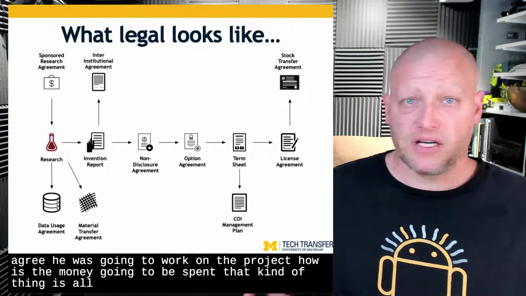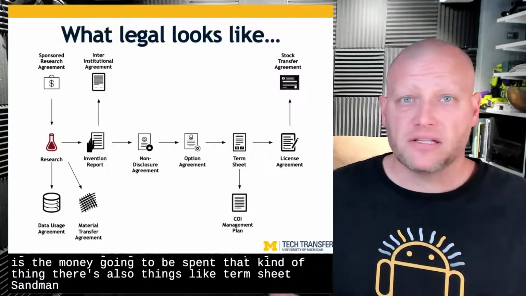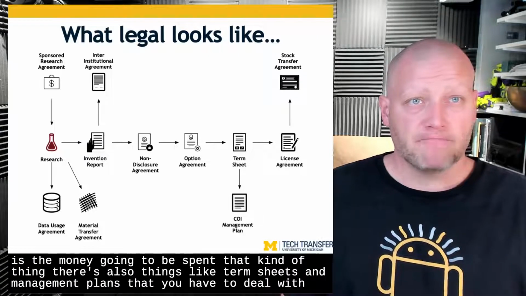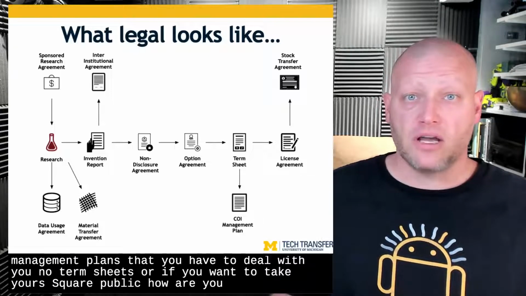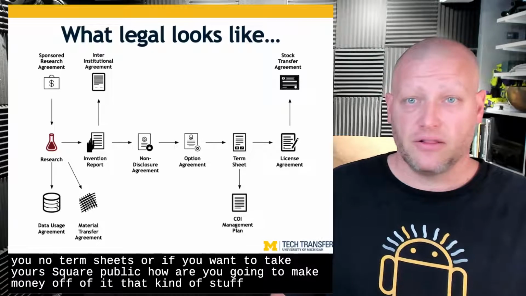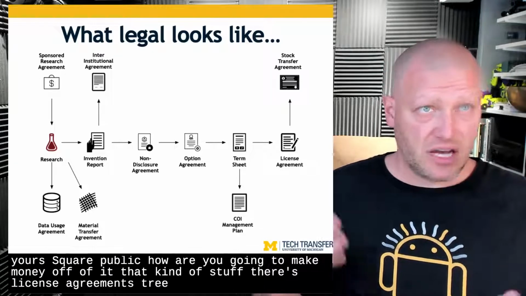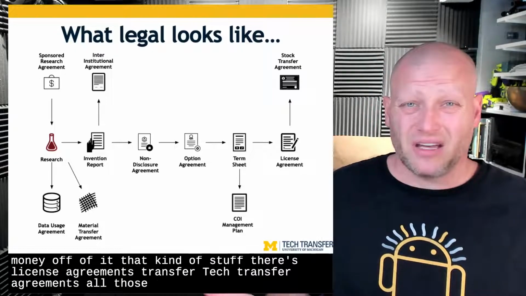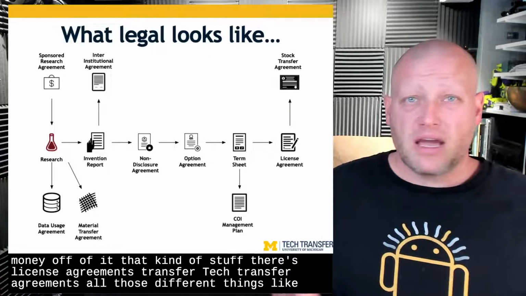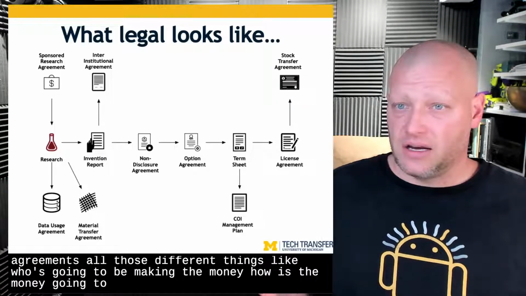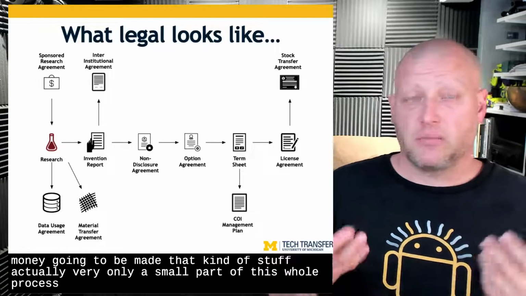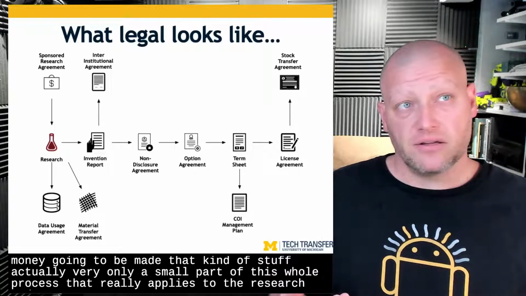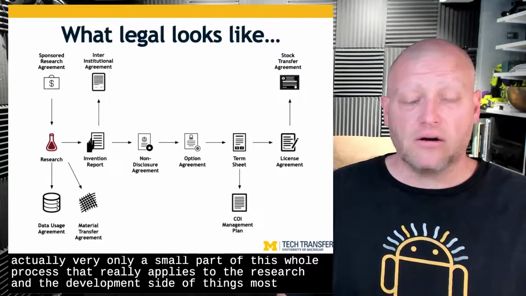There's also things like term sheets and management plans that you have to deal with. Term sheets are if you want to take your software public, how are you going to make money off of it, that kind of stuff. There's license agreements, tech transfer agreements, all those different things like who's going to be making the money, how is the money going to be made. Only a small part of this whole process really applies to the research and the development side of things. Most of it is legal.